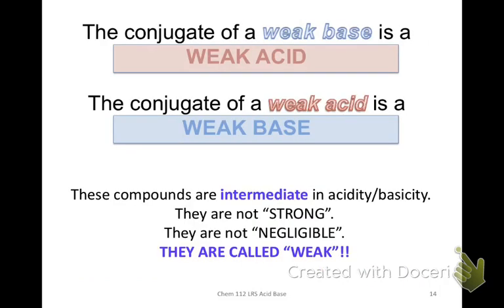So what we're going to say then is the conjugate of a weak base is a weak acid. The conjugate of a weak acid is a weak base. They're all in the middle. These compounds are intermediate. They're not strong at the top. They're not negligible at the bottom. They're in the middle. They're called weak. That's very important. You need to know that.